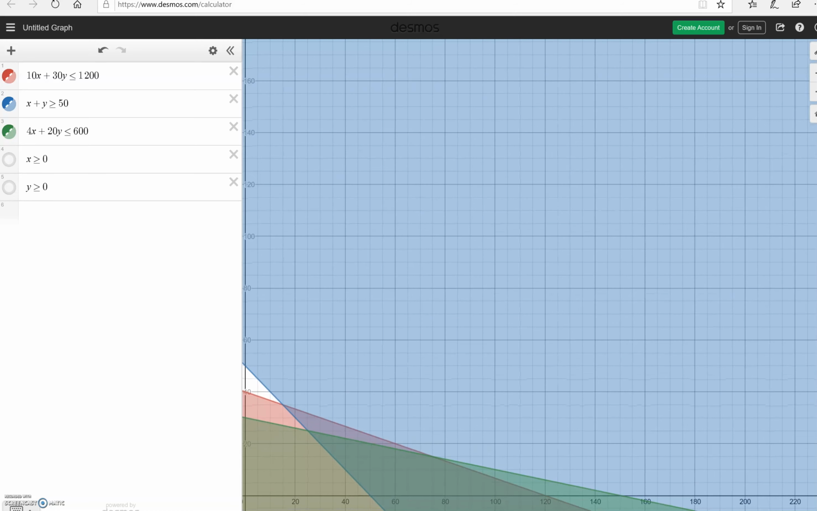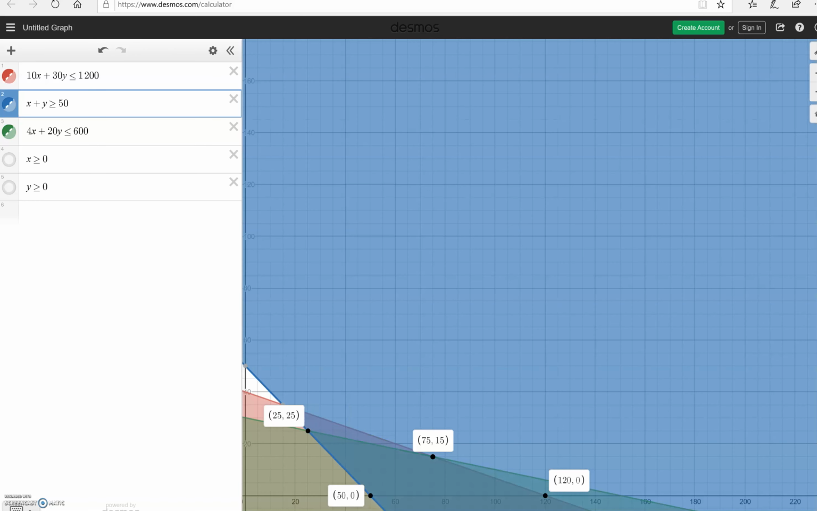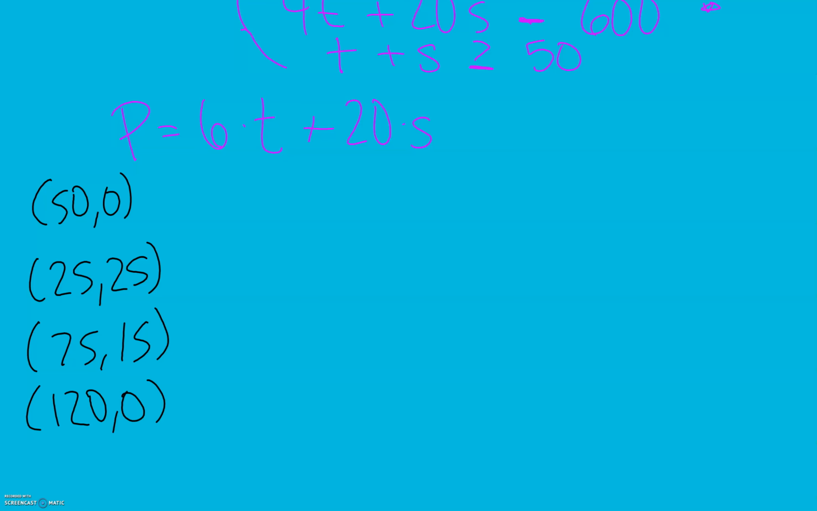So the points for my vertices are those 4. My feasible region is in between those 4 points. That's where all 3 overlap. And if you're not sure, we can turn these on and off by color, but that's our darkest spot where all 3 colors are. Okay, so I have our points here.